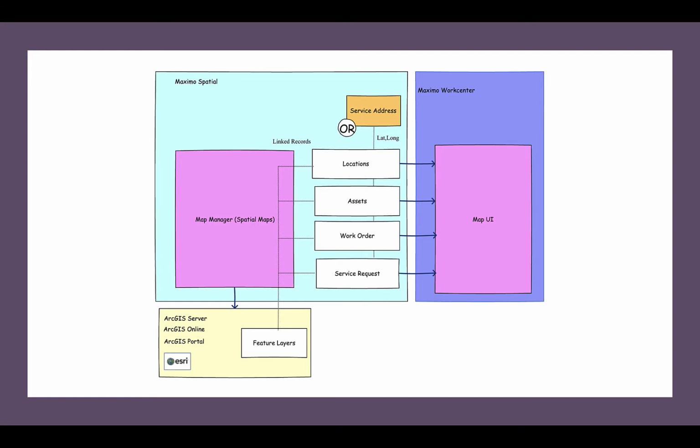Just a quick overview on configuration. First, we need to assign geolocation of the objects that will be represented over the map. There are basically two options. In the Map Manager application for spatial maps, we can create a link between the feature layers and Maximo objects. In the example, I will show a hydrant represented on ArcGIS linked to an asset in Maximo. Or we can associate Maximo objects to a service address, and then they will have a lat-long position.